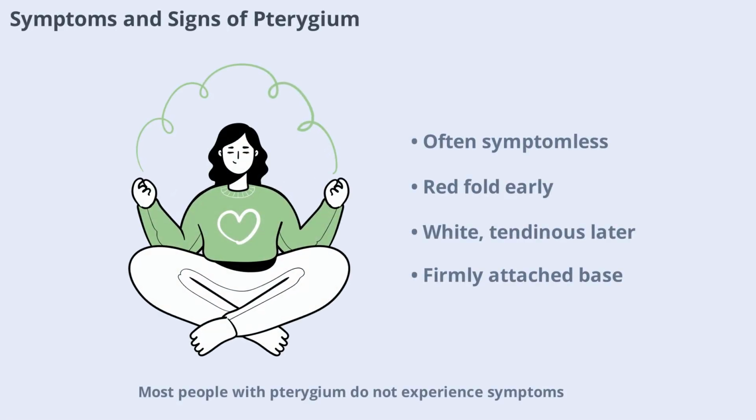Most people with pterygium do not experience symptoms, especially in the early stages. However, as the condition progresses, it may cause cosmetic concerns due to the visible red or white fold on the eye. If the growth extends over the pupil, it can impair vision. In some cases, movement of the eye may be restricted, leading to double vision. Early signs include a red fold, while later stages show a white, tendinous appearance. The base of the pterygium is firmly attached to the sclera, making it a persistent condition.